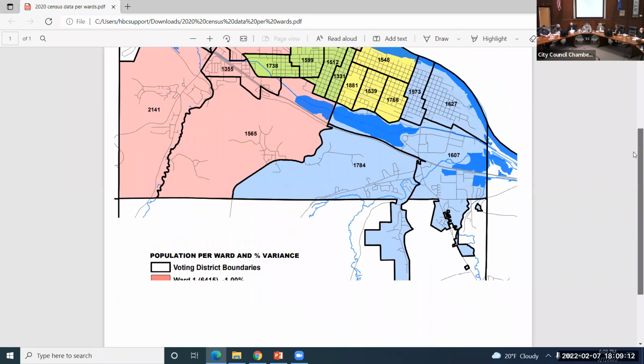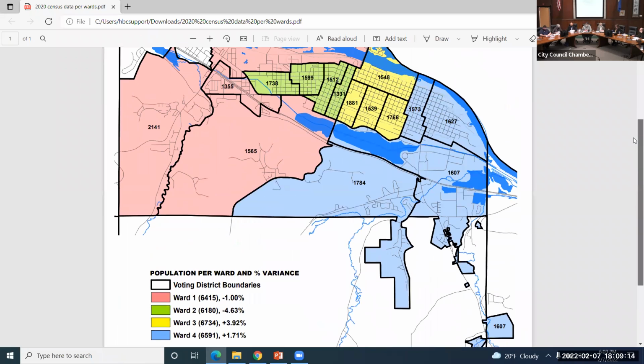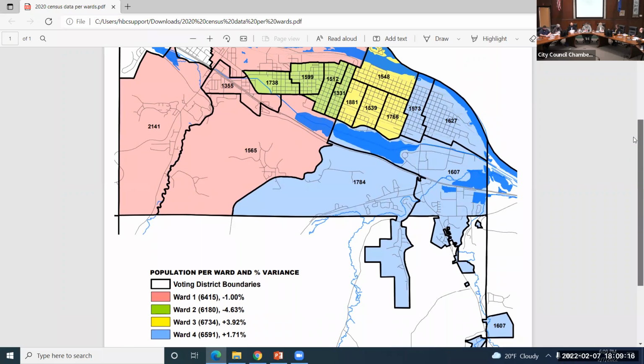Ward 1 has a negative 1% variance. That means it is 1% less than the average, if you added up all 4 precincts and divide by 4, the average is 6,480. So Ward 1 is short 65 people from the average. Ward 2 is the lowest of the 4 precincts, and it has a variance of negative 4.63 or 300 people.